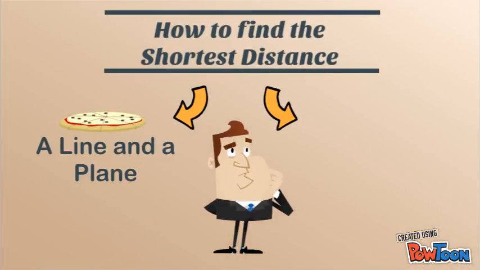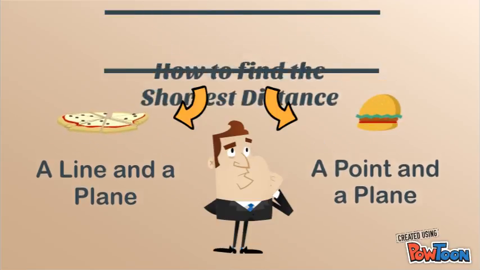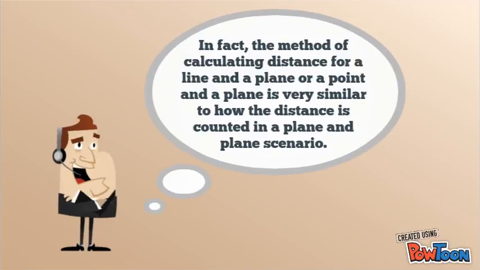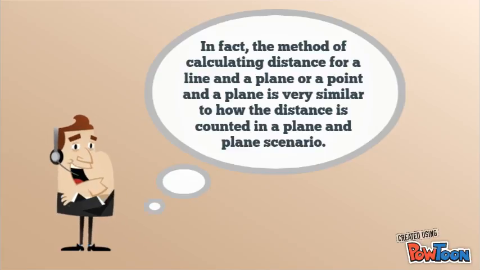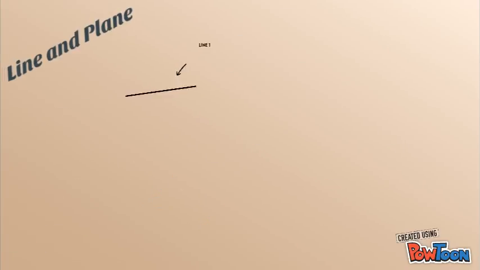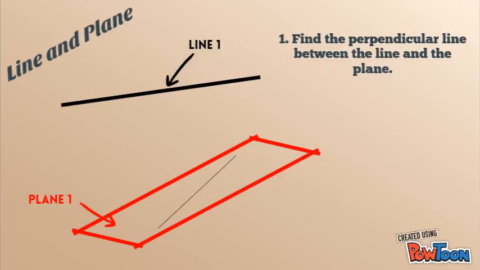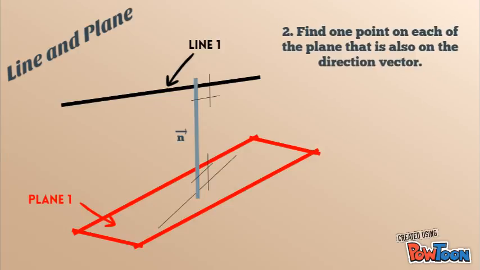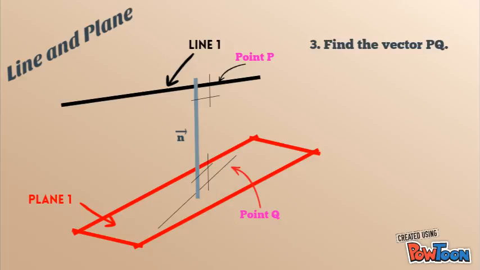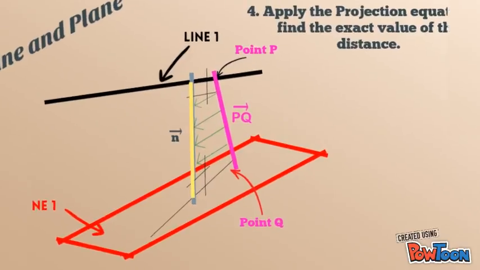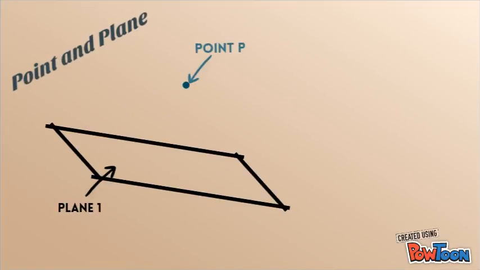Other than that, the shortest distance can also be found for a line and a plane, or a point and a plane. In fact, the method of calculating distance for a line and a plane, or a point and a plane, is very similar to how the distance is calculated in the plane and plane scenario. Say you are given a line and a plane. First, you need to find the perpendicular line between the line and the plane by cross product. Then, find one point on each, say point P on the line and point Q on the plane. Thereafter, find the vector PQ. Finally, apply the projection equation after you have all the information.